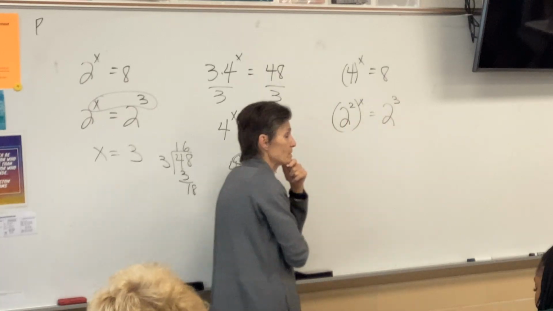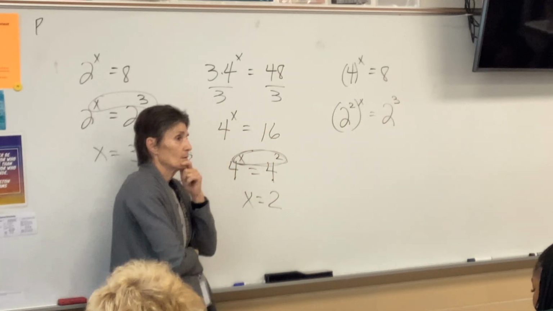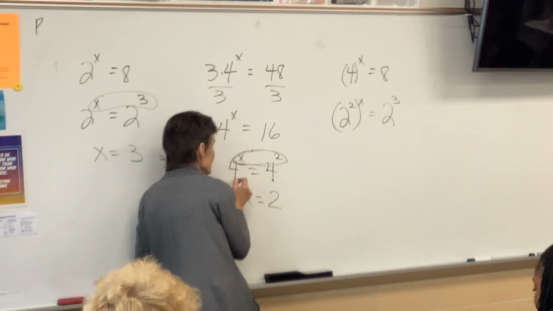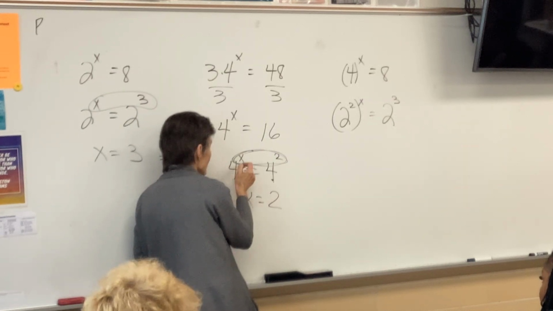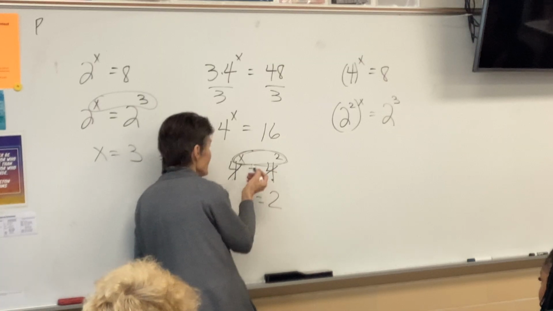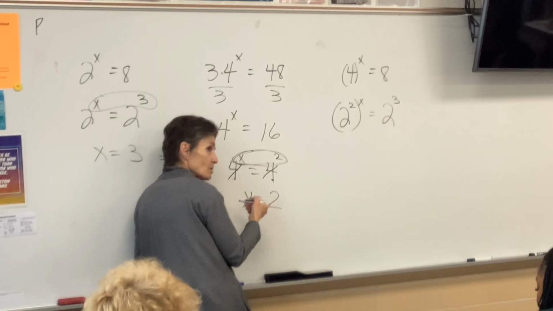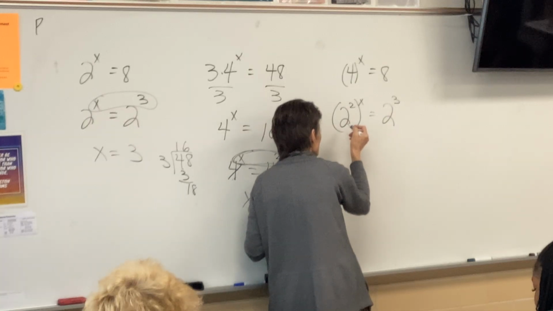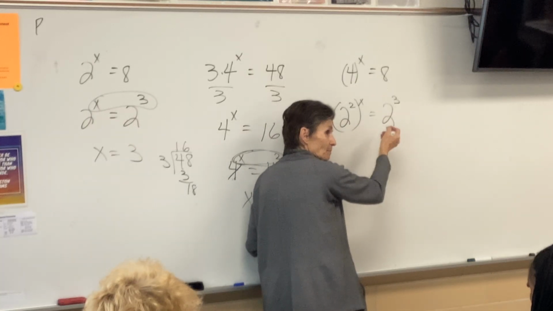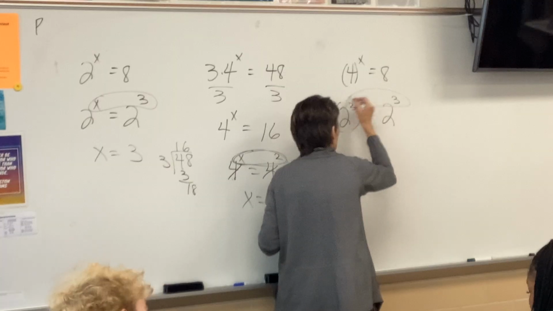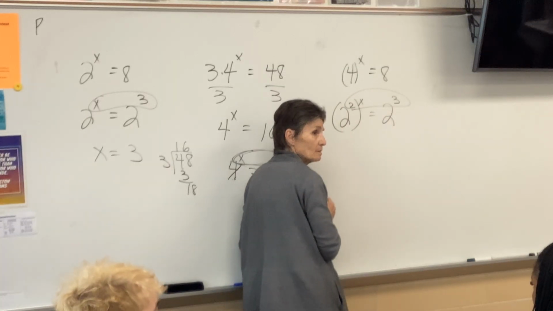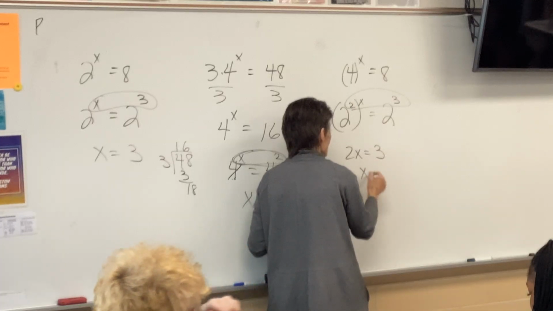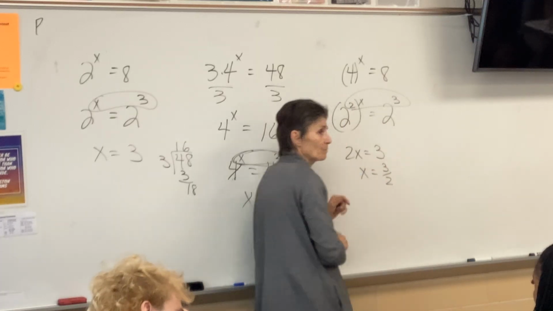Stop and look at that for a second. What did we just say over here? We can make these two the same. And basically, we can get rid of them, and our exponents are the answer. Didn't I just make these two the same? So my exponents are the answer. So 2x equals 3 and x equals 3/2.